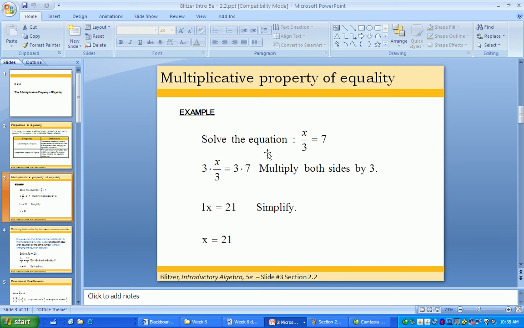Well, the way we can get rid of 1/3 is by multiplying by 3, because 3 times 1/3 is equal to 1. So then we just get a 1 in front of our x, and that's what we always want, right? So we have 3 times x over 3. The 3's cancel out, and you just get x. But if we multiply by 3 on one side, we have to multiply by 3 on the other side. So if we do that, the 3's cancel out, like I said, and we get x is equal to 21. And if we simplify, we know we don't need the 1 in front of the x. We get x is equal to 21.